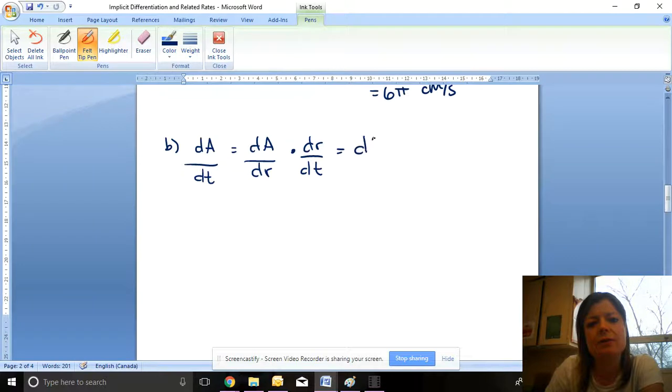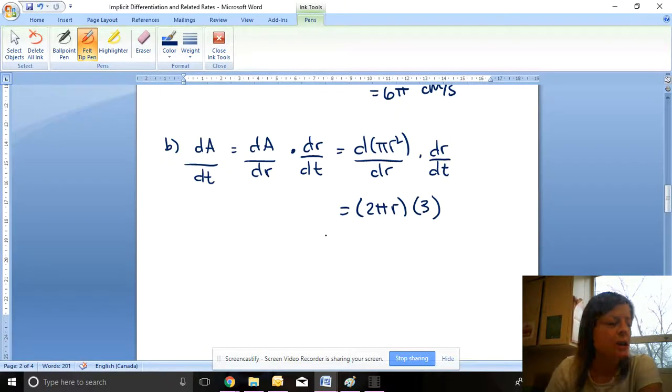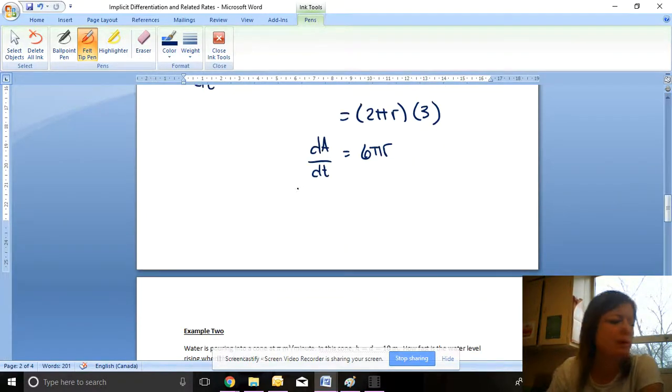So this is the derivative of pi r squared with respect to r times dr dt, which we know is 3. Okay, so remember, r is the variable, so you get 2 pi r, and then this is 3. So dA dt, the change in area with respect to time, is 6 pi r. So it's asking us, what is dA dt when the area is 81 pi?